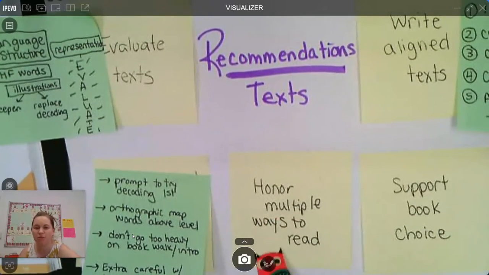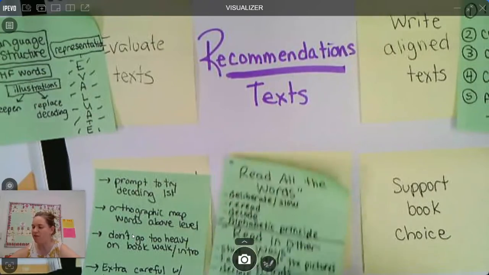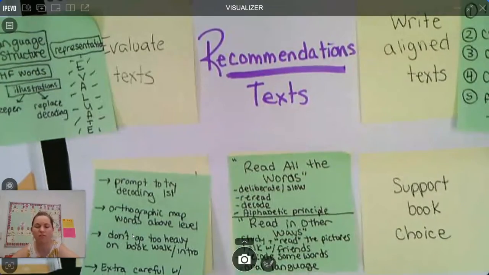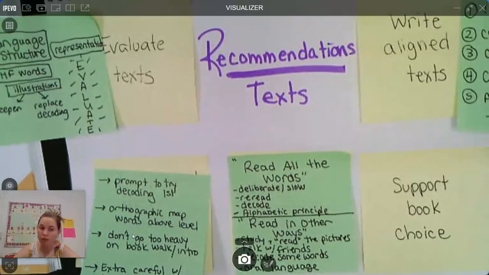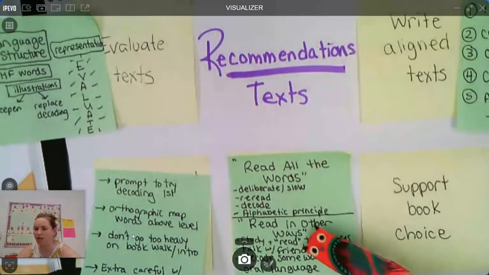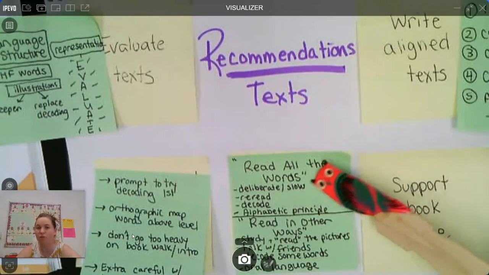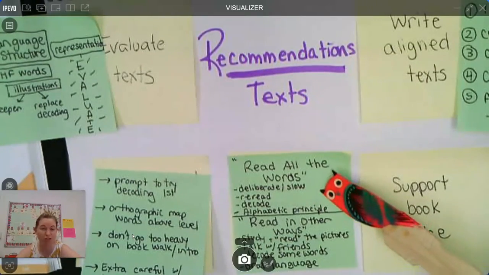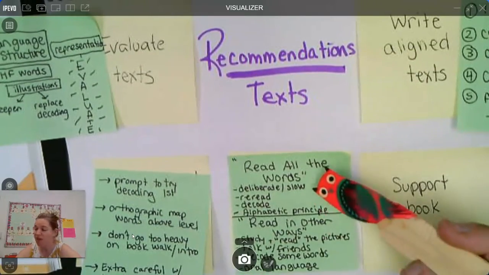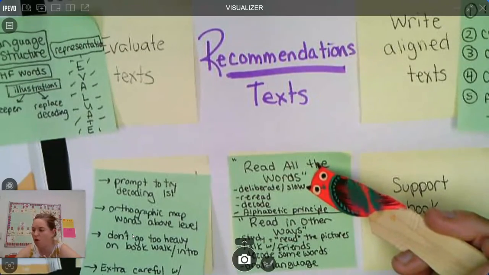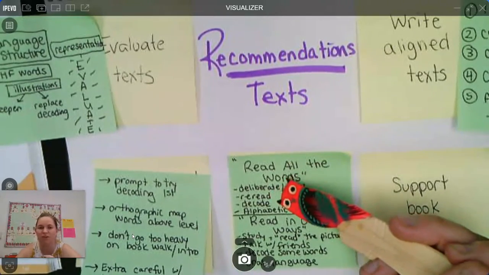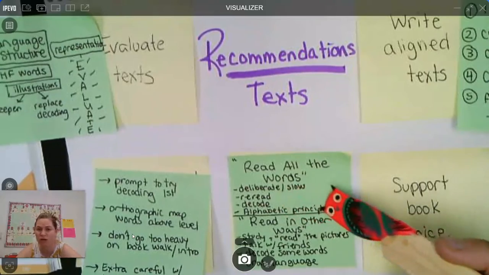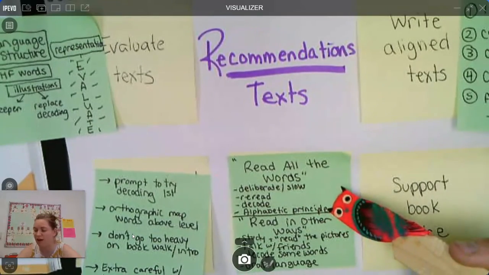The next one is honor multiple ways to read. So I think we've talked about this in the past. I know a lot of teachers have books where you can read the pictures, you can read the words, you can retell the story. And so they talk a little bit about, you might have read all the words books, and those are going to be the ones that are decodable. And that's going to look deliberate, slow. They're going to be rereading it. They're going to be decoding every single word. And they're really going to be focusing on the alphabetic principle and really understanding that.